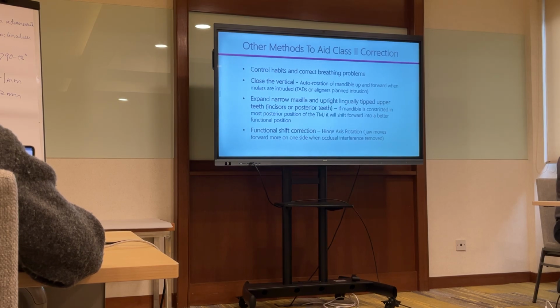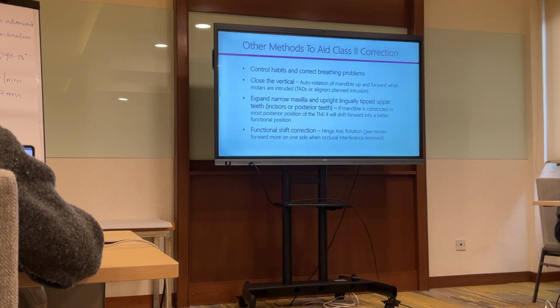That's very common for you to have class 2 on one side and class 1 on the other side because of a functional shift. Okay? Say I have class 1 on the right side, 4 millimeters class 2 on the left side. The lower midline is shifted towards my right. Okay? That means I may be having a functional shift. What are the clinical signs you should look for when you suspect a functional shift?